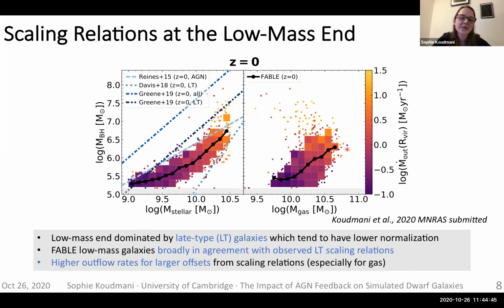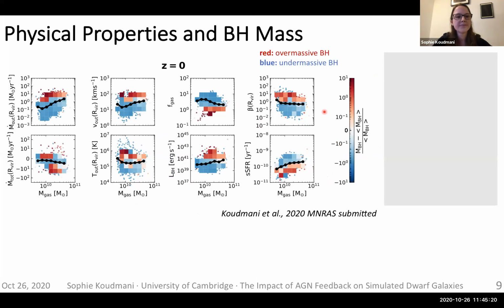Another interesting thing to note, if you look here at the black hole mass versus gas mass scaling relation, if we compare black holes that are overmassive, so up here with respect to the scaling relations, to the undermassive population, we see that the overmassive black holes on average have significantly higher mass outflow rates. So this really piqued our interest. If the overmassive black holes at fixed gas mass drive higher outflow rates, which other galaxy properties might also be correlated with overmassive black holes?